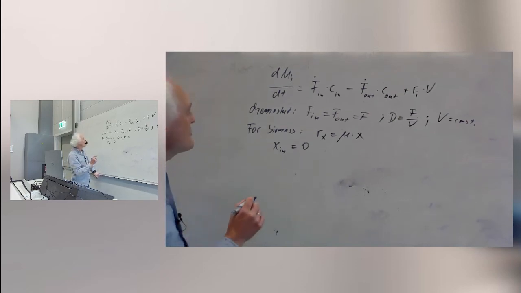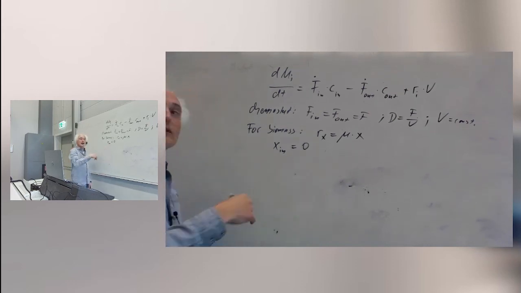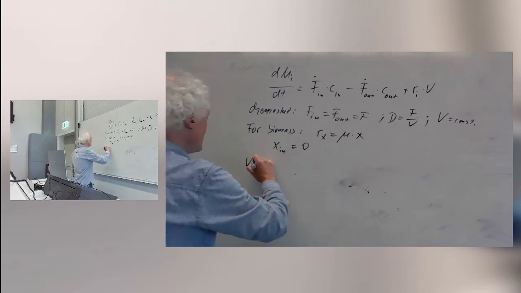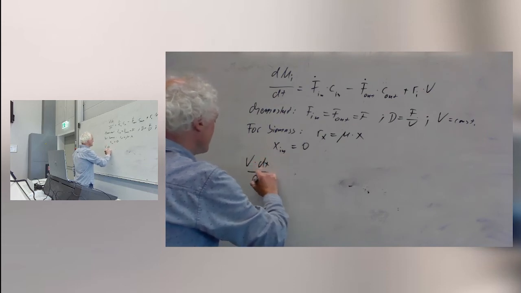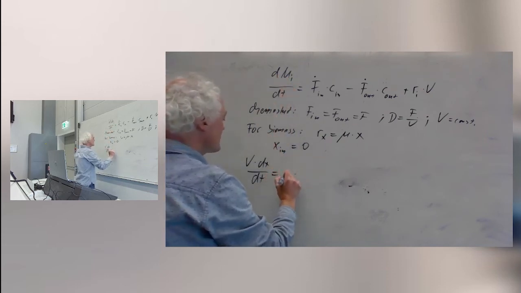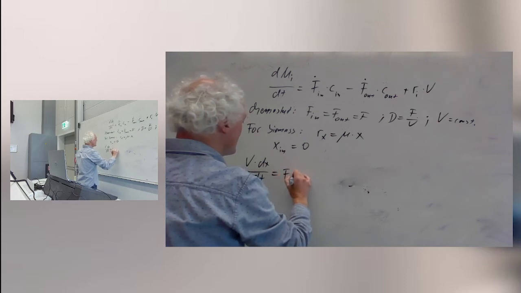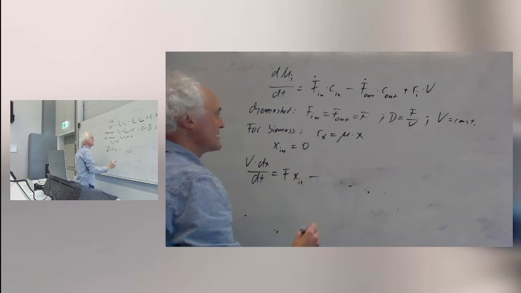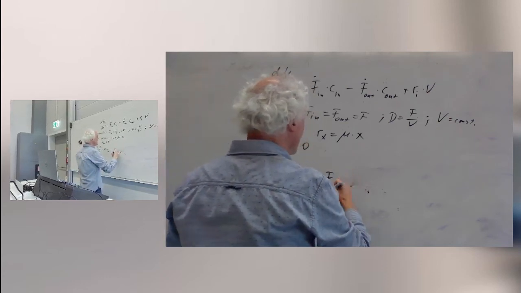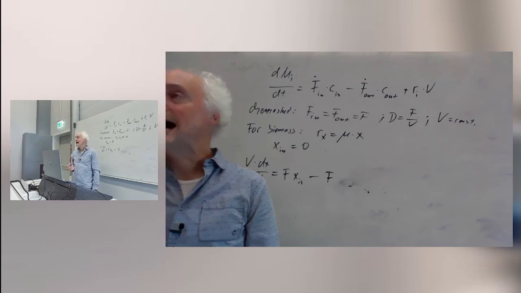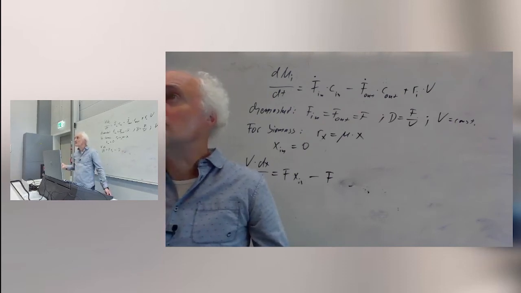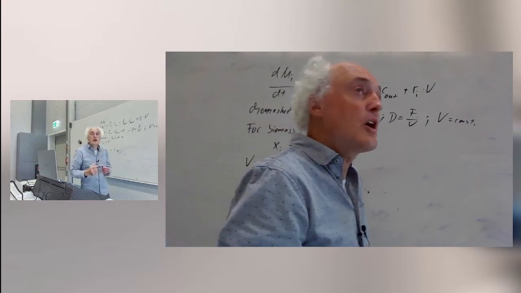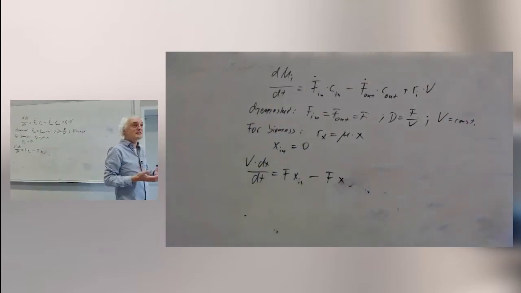So we take the volume out of the differential already, because we know that it's constant. We have V dX/dt equal to F times X in, which is 0, minus F times the biomass concentration in the outstream, which is of course the same biomass concentration as in the reactor, because we always look at a continuously stirred tank reactor.